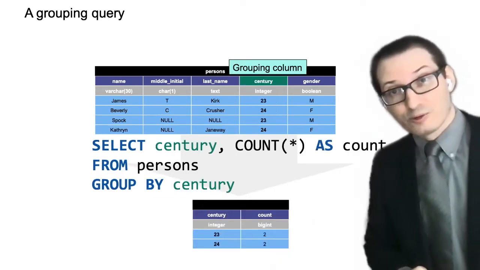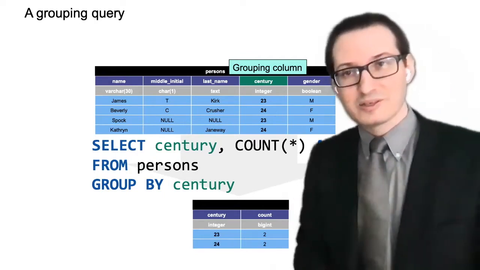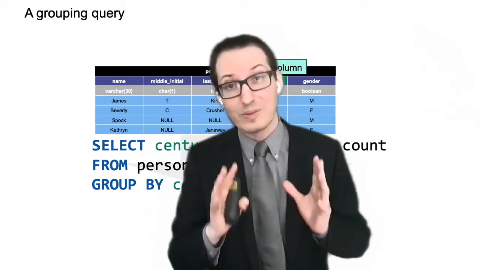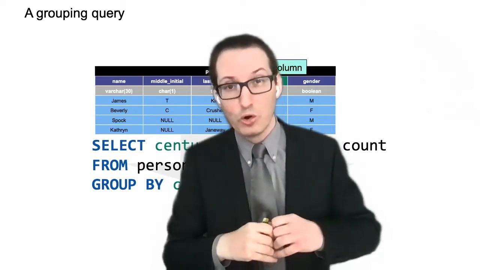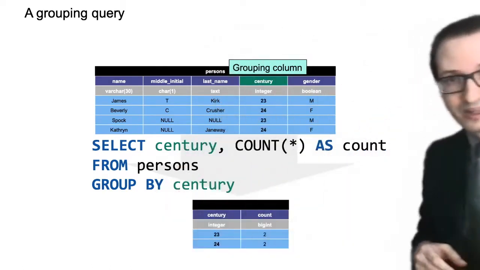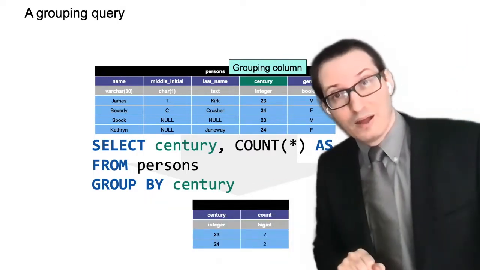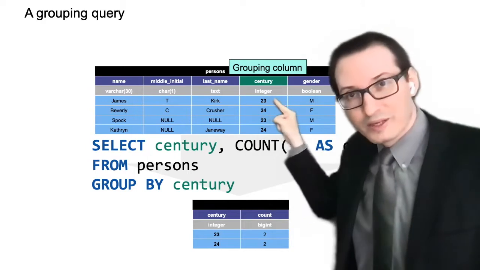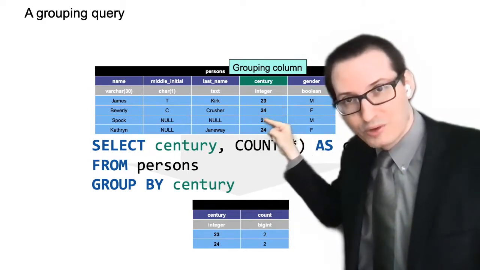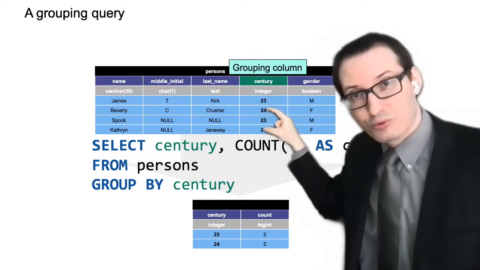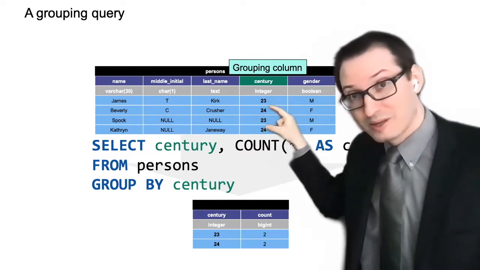And finally, you can also do groupings. Groupings it's slightly more complex, but it's probably the most useful part of the language. And this is what people love to do on vast quantities of data. Look what happens here. We are grouping by century. What does that mean? Look, here we have 23 and 23. We have multiple values that belong to the same group. Here we have 24 and 24. That's also the same value.